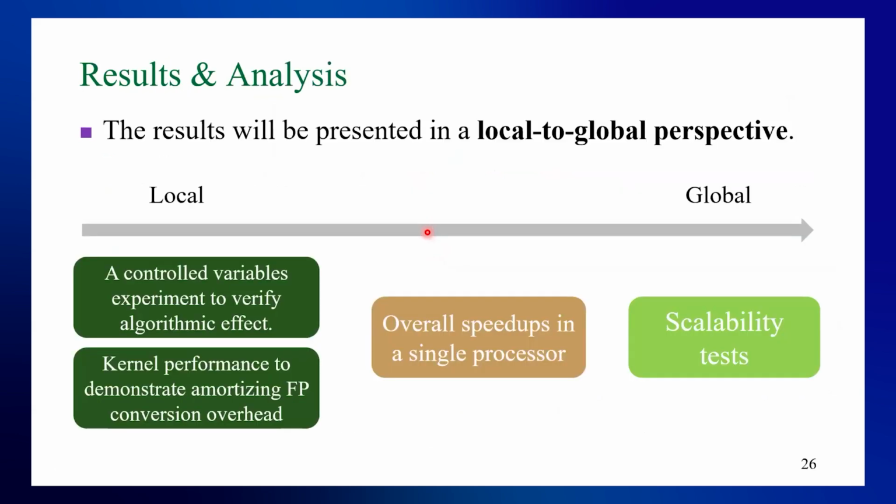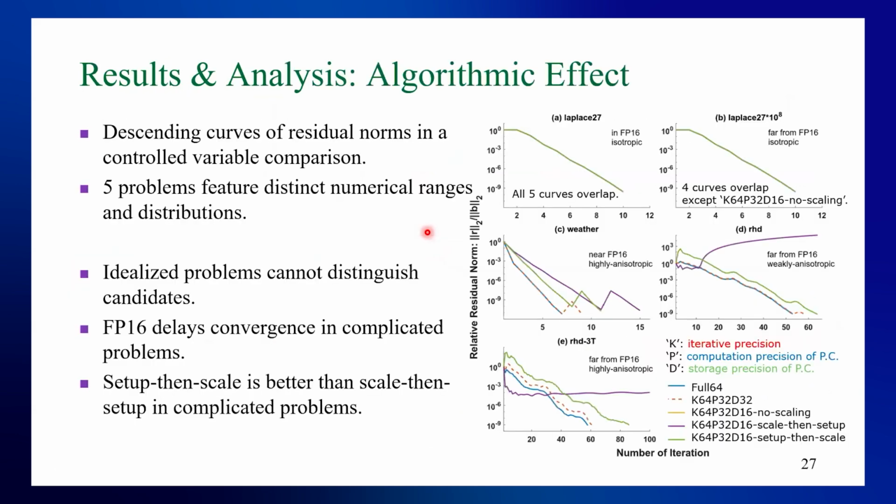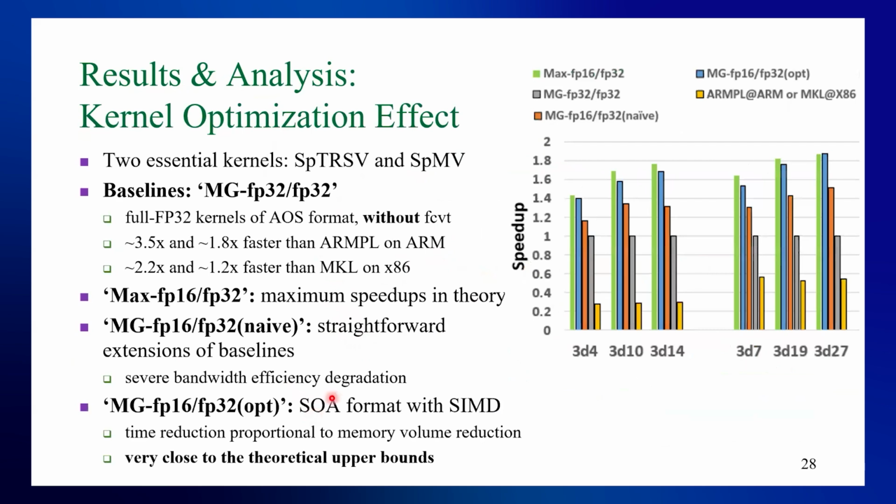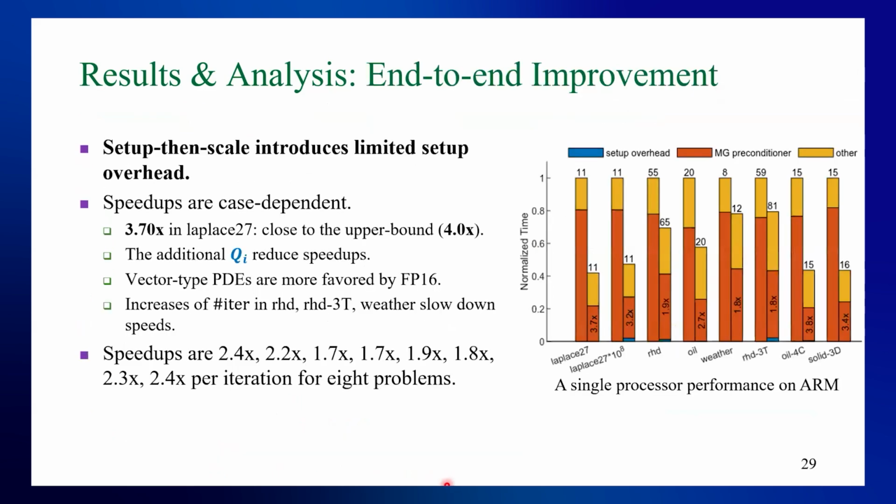We'll present the result in a local to global perspective. First is the algorithm effect. We select 5 problems to examine the algorithms, and they feature distinct numerical ranges and distributions. We can see that FP16 delays convergence in complicated problems, but our setup then scale strategy is always better than the opposite in complicated problems. For the mixed precision kernels, after using our SIMD implementation, the performance can be very close to the theoretical upper bounds.